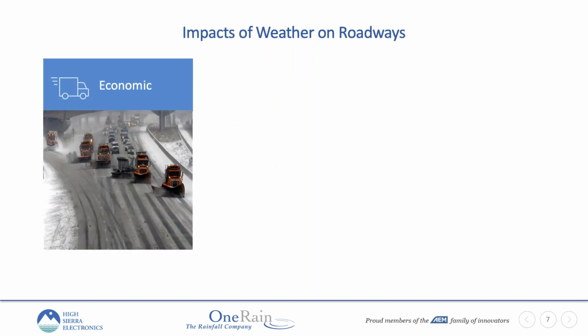So when we think about weather that impacts roads, we can divide it up into three main categories. There's the economic side. Winter maintenance accounts for on average about 20% of DOT's annual budgets, and there's multiple billions of dollars that is lost from trucking companies alone. And not to mention the amount of time that's lost from society being stuck in traffic.